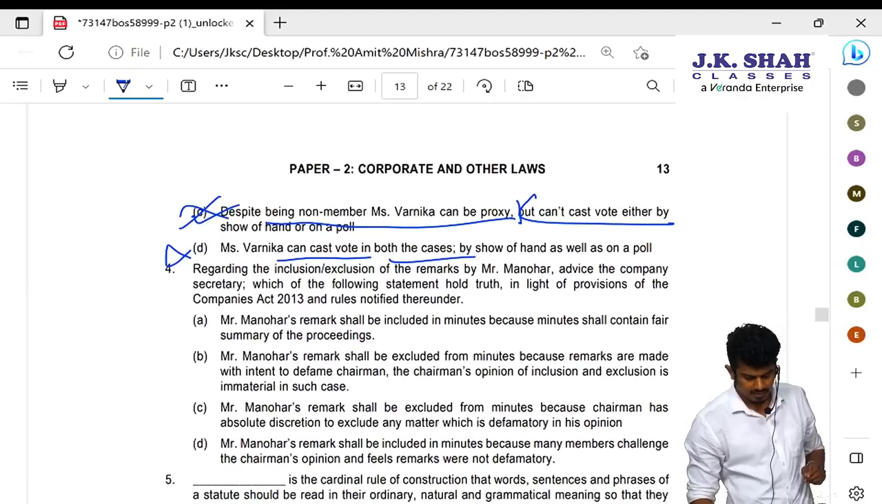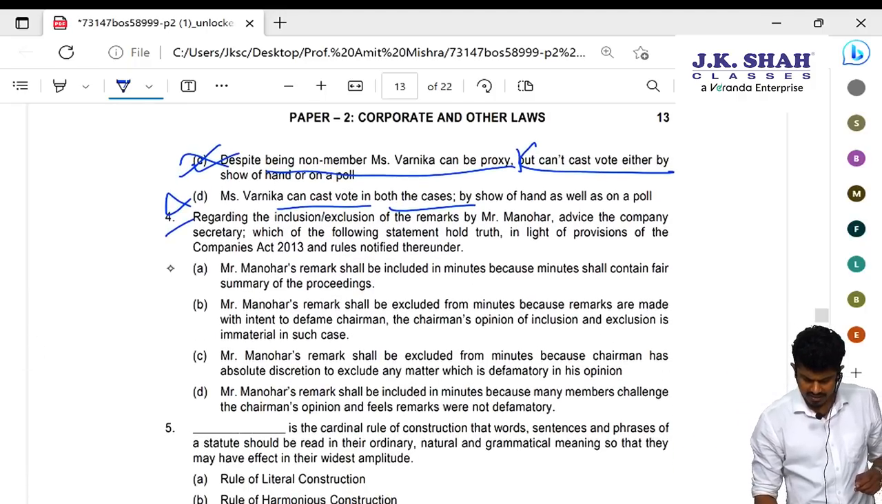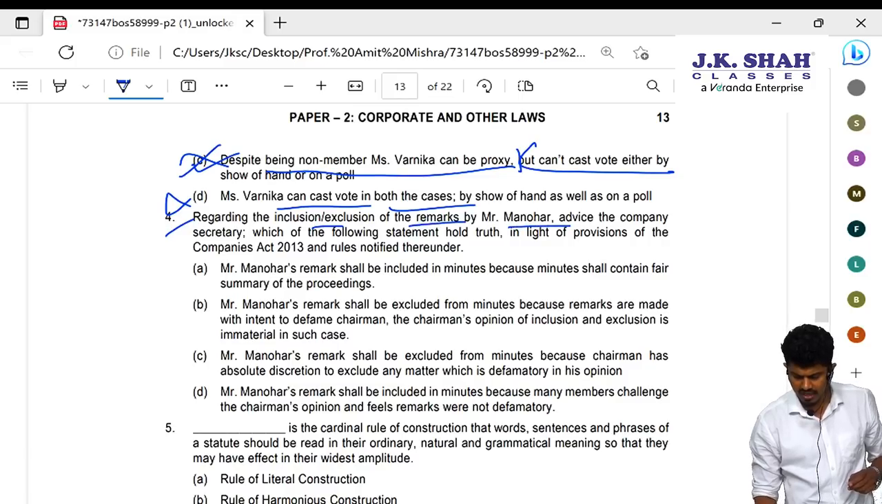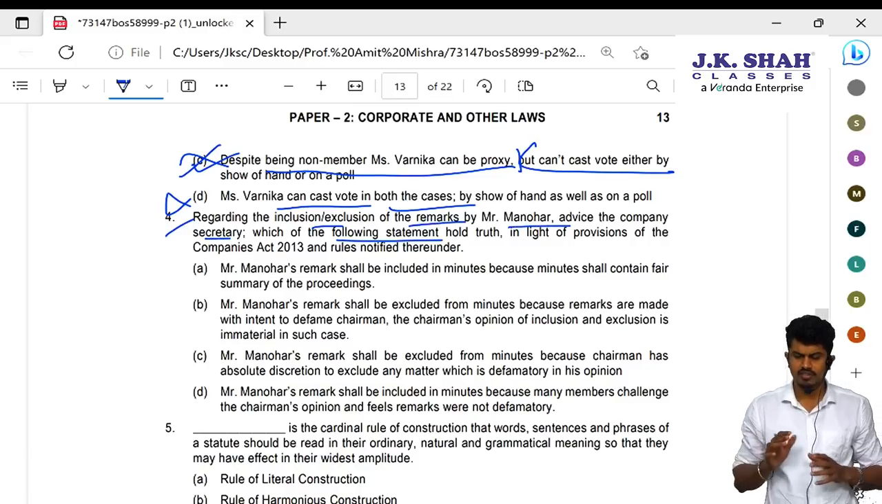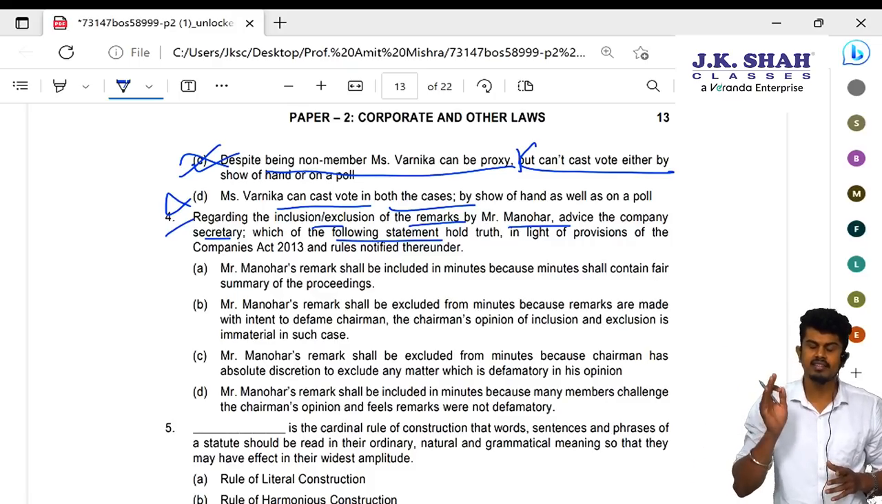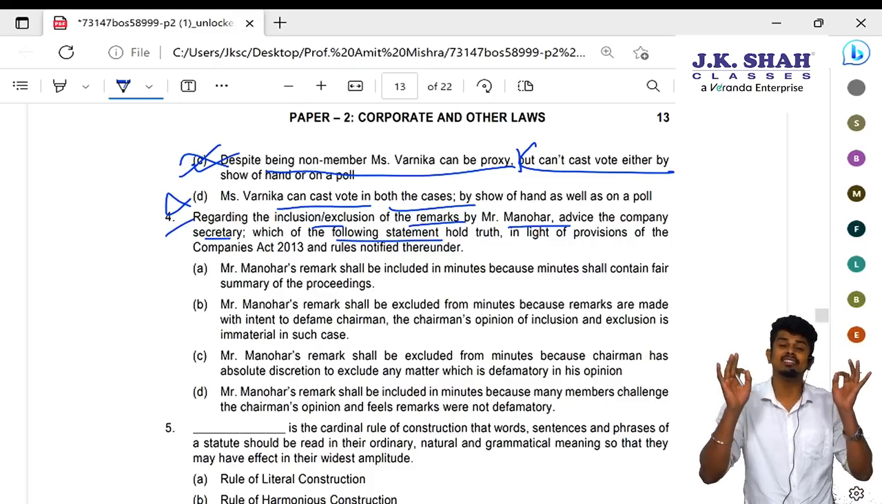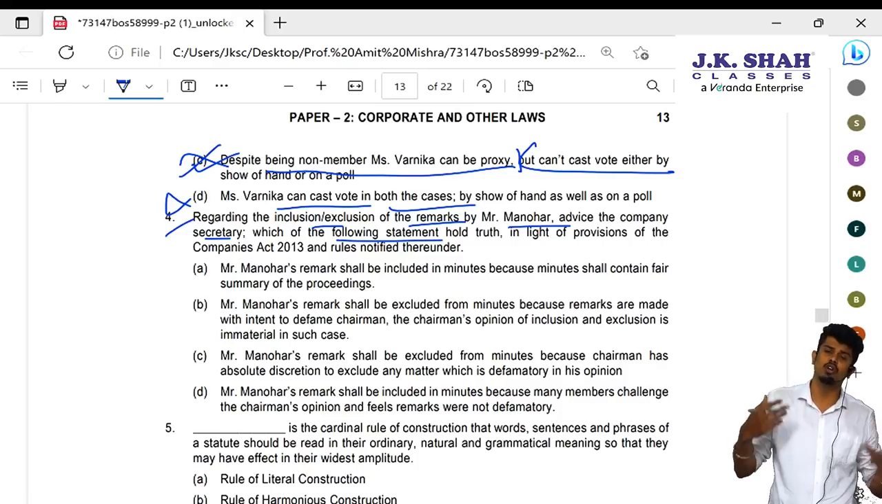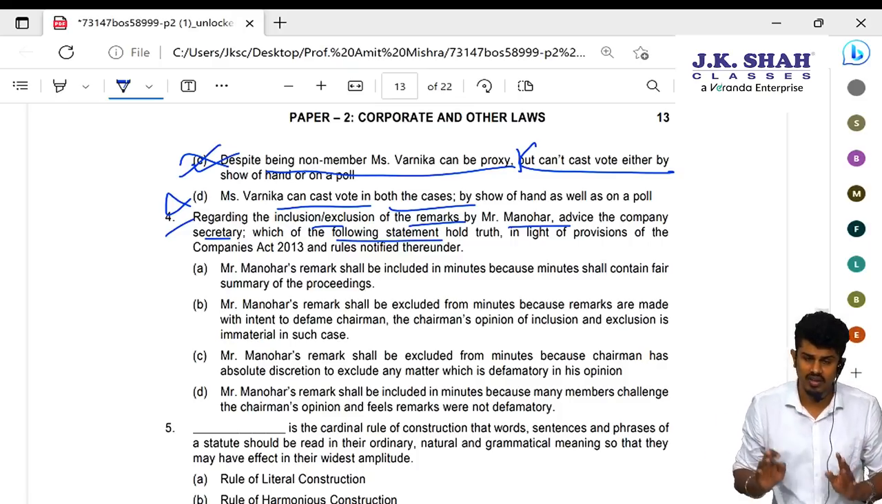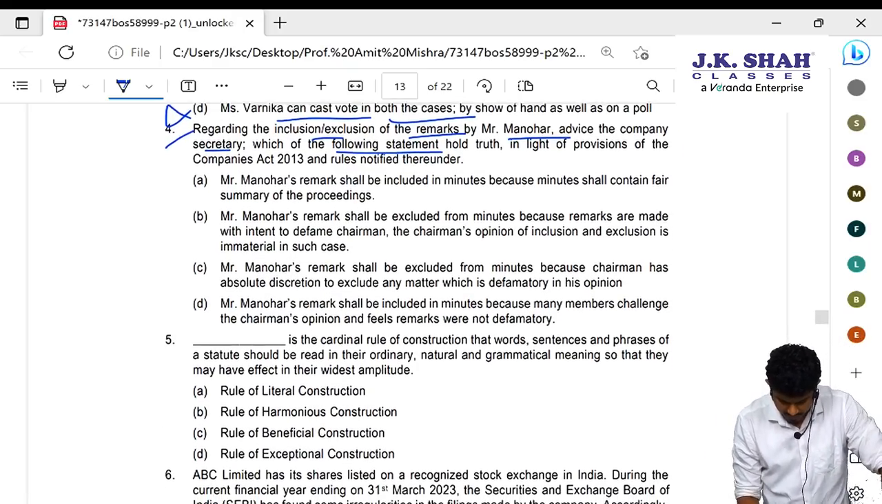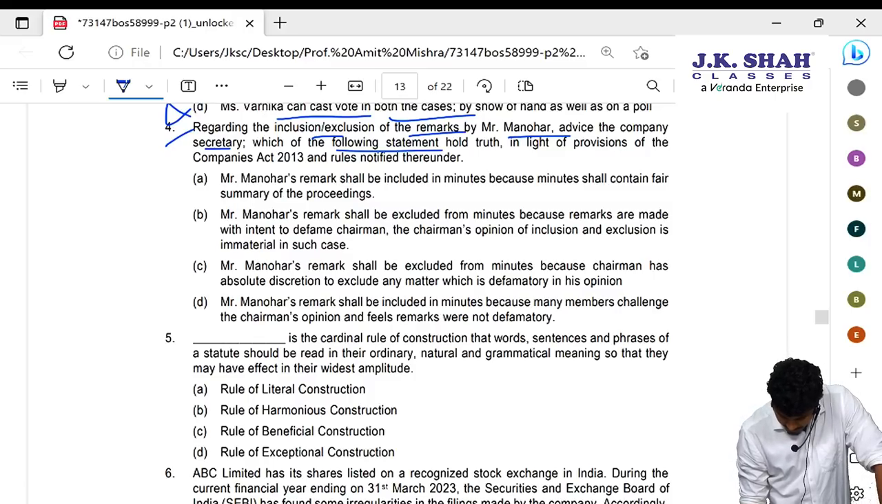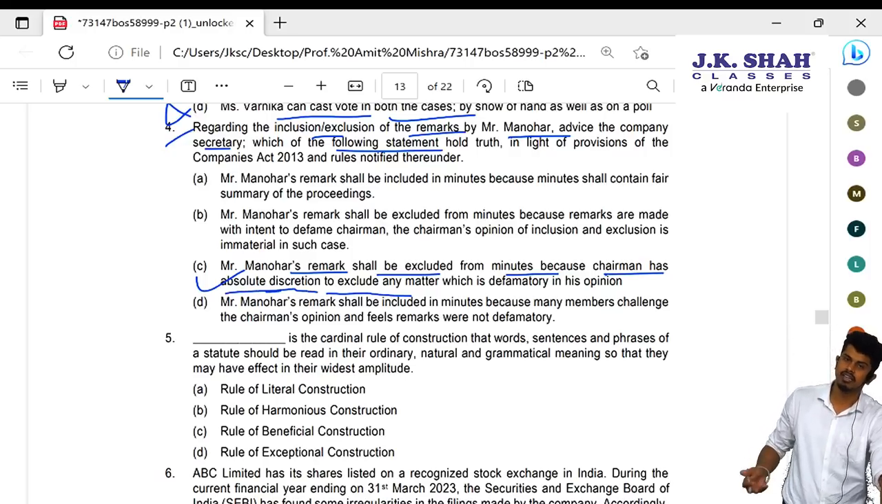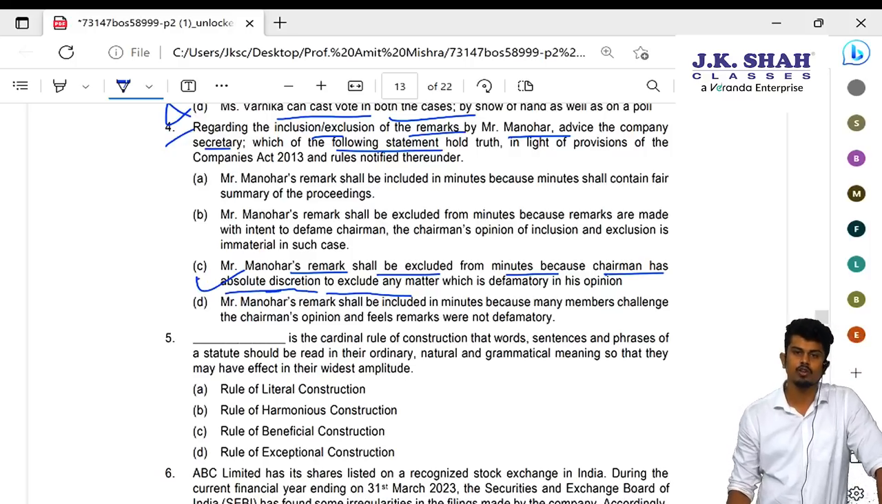Simple. Now, for point number 4. Regarding inclusion or exclusion of remarks by Mr. Manohar, advise the company secretary which of the following statements hold true. Now please listen to this. A chairman has absolute discretion. He can write in the minutes of the meeting whatever he wants to write. Correct? So the correct option will be: Mr. Manohar's remarks shall be excluded from the minutes because the chairman has absolute discretion to exclude any matter which is defamatory in his opinion. So C option will be the correct option.